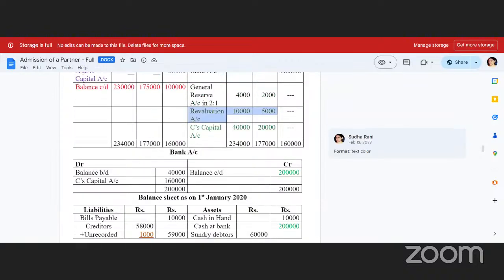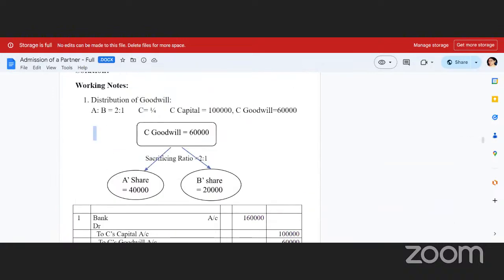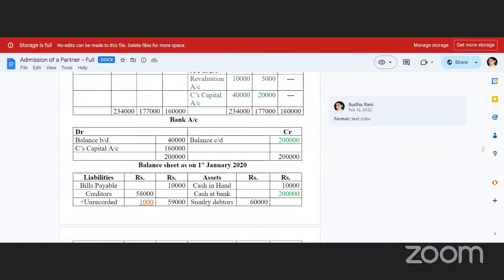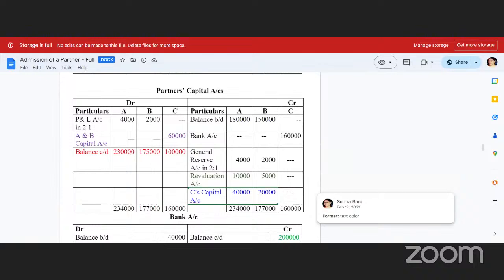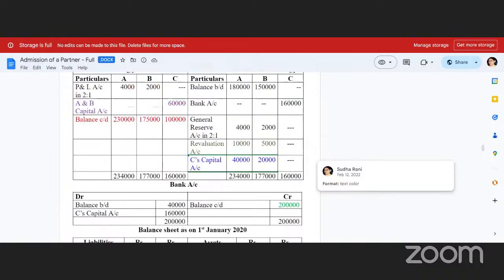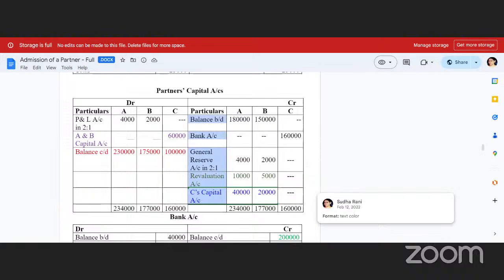After that, what is C's capital? C's capital is nothing but the goodwill that we distributed among the partners. This 40,000 and 20,000 are what A and B are getting from C in the form of goodwill. See, each of these values increases the partner's capital balance. So remember, any transaction that increases the partner's capital balance will be taken on the credit side. Any transaction that decreases the partner's capital balance will be taken on the debit side.